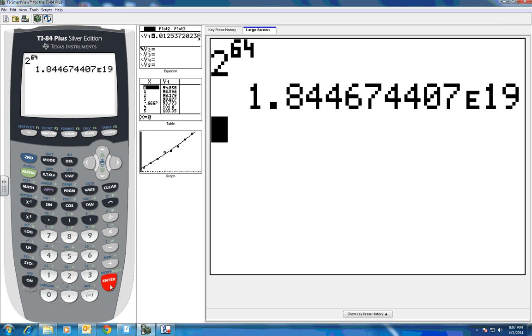First of all, that number is so big, it's in scientific notation. And that e to the 19 says take that decimal point and move it to the right 19 times. Okay, that's how many possible ways that you can fill out that bracket.